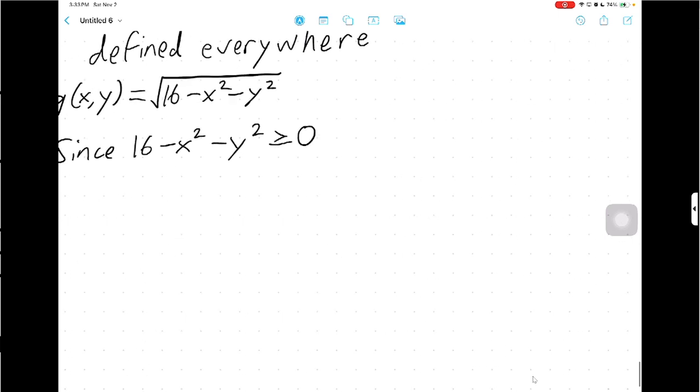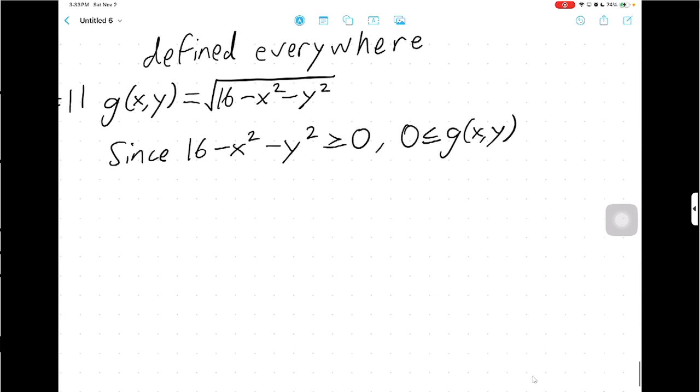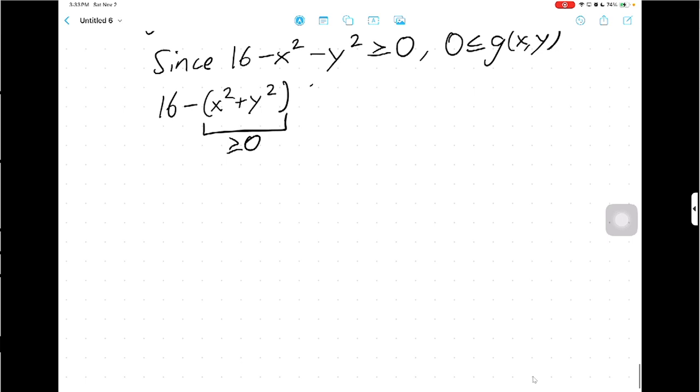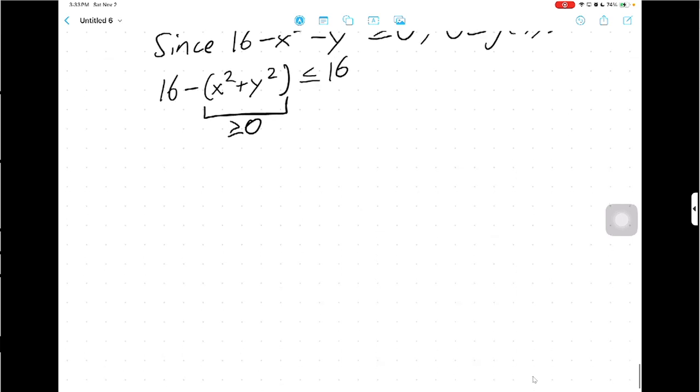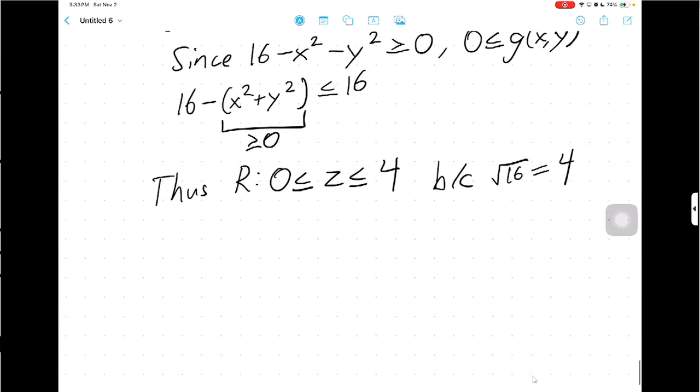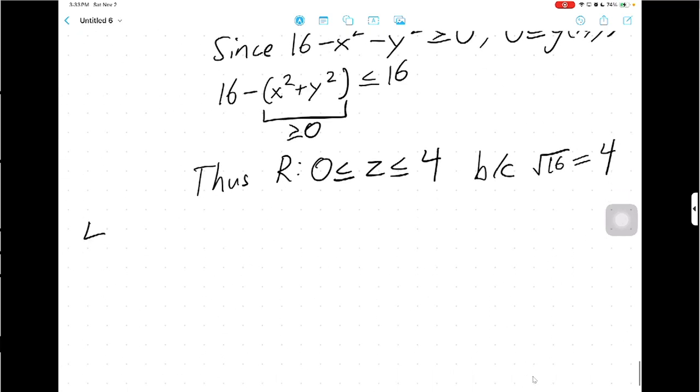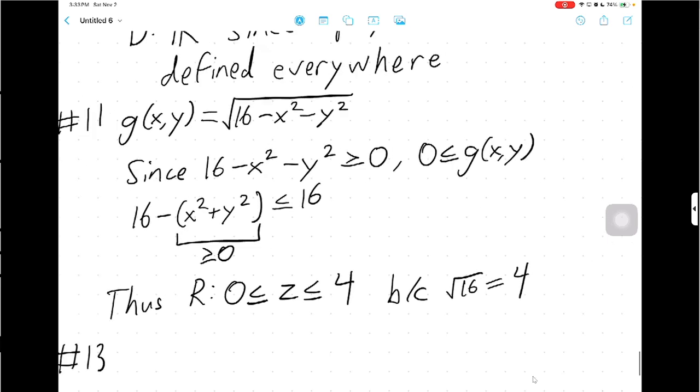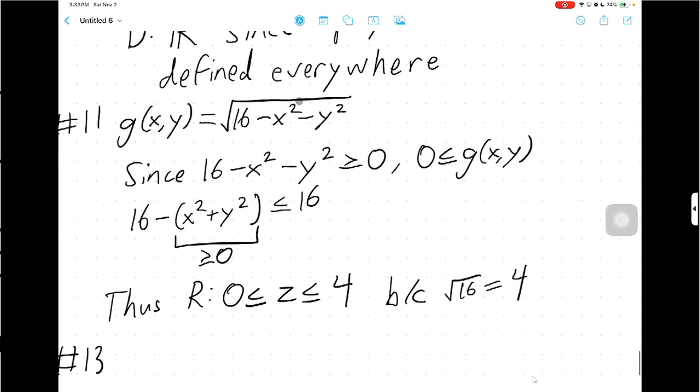16 minus x squared minus y squared has to be bigger than or equal to 0. The x squared plus y squared here has to be bigger than or equal to 0. So this can be at the most 16. Thus the range is between 0 and 4, because we use the square root. The reason is that it's trapped in the square root, so at 16, it's going to output 4.